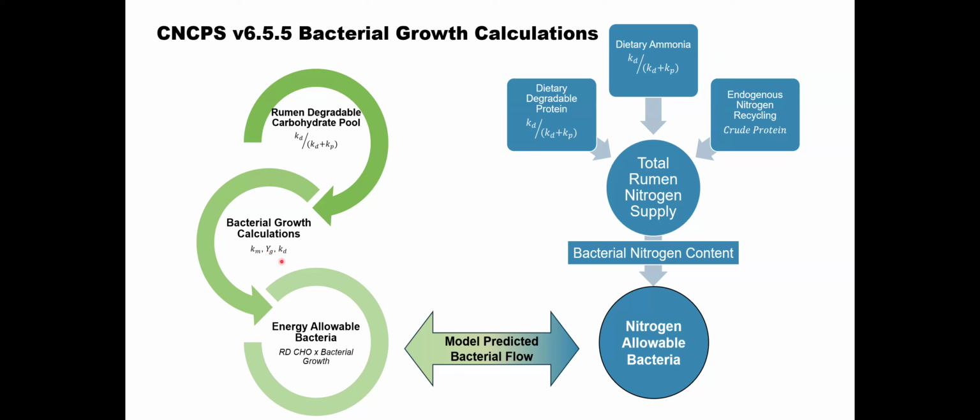So this YG is the maximum growth, the maintenance is the maintenance of the bacteria, but the rate of growth is tied to this KD, which is specific to the carbohydrate. And when you integrate all this, that allows us to come up with the energy allowable bacteria, right? This is the overarching calculation that says, if you have 6,000 grams of fermentable carbohydrate in the rumen, you have the potential to, say, make 3,000 grams of bacteria. Let's just give it a 0.5 number.